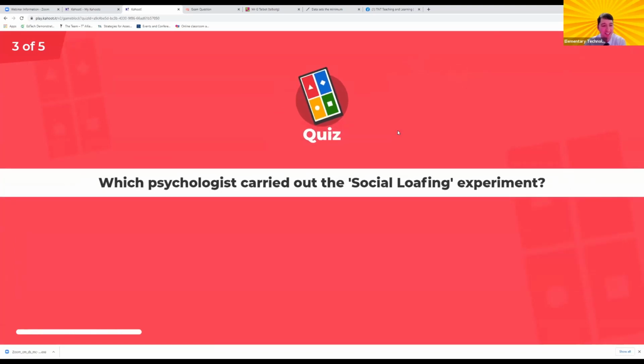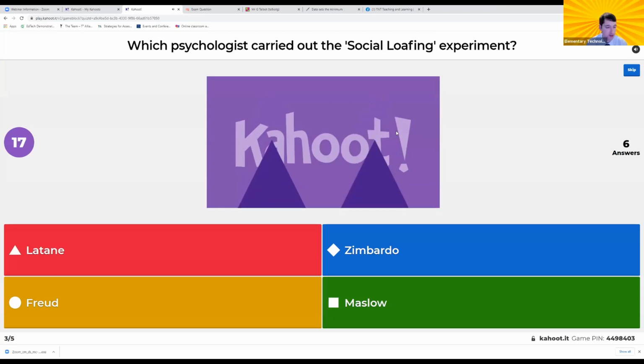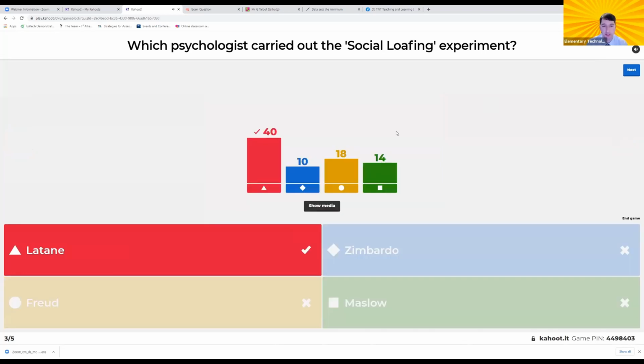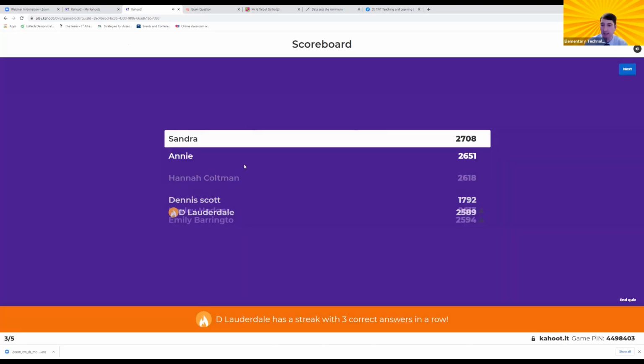Okay, next one. Which psychologist carried out the social loafing experiment? Was it Latané, Zimbardo, Freud, or Maslow? Yes, it was Latané. Well done to those 40 people who got that correct. The winner so far is Sandra, still in the lead. Annie's very, very close. Haley's come up there and Emily's gone up on her score.